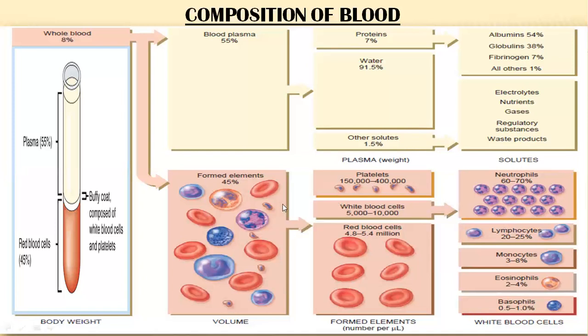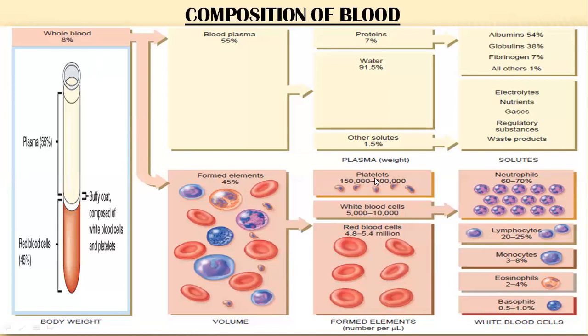Then you have the formed elements. These formed elements, you have these cells. So now you're talking of red blood cells and the white blood cells. So the formed elements, it's about 45% of the whole blood. So what are these cells now? So you have cells like white blood cells and red blood cells, and also platelets.